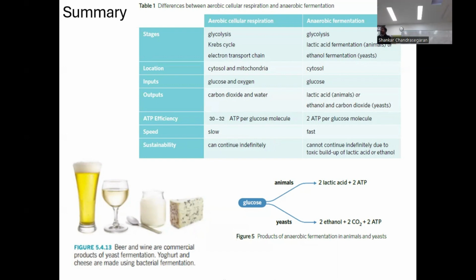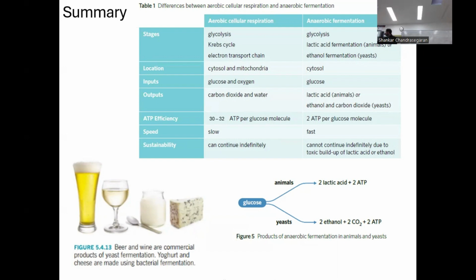And in terms of how long it can happen, remember that for anaerobic respiration, the products that are generated are not good for any cell. For animal cells, it's lactic acid, and we know what happens when an acid builds up in your body. It lowers your pH, and if it continuously does that, your proteins will get denatured, which is a bad thing.